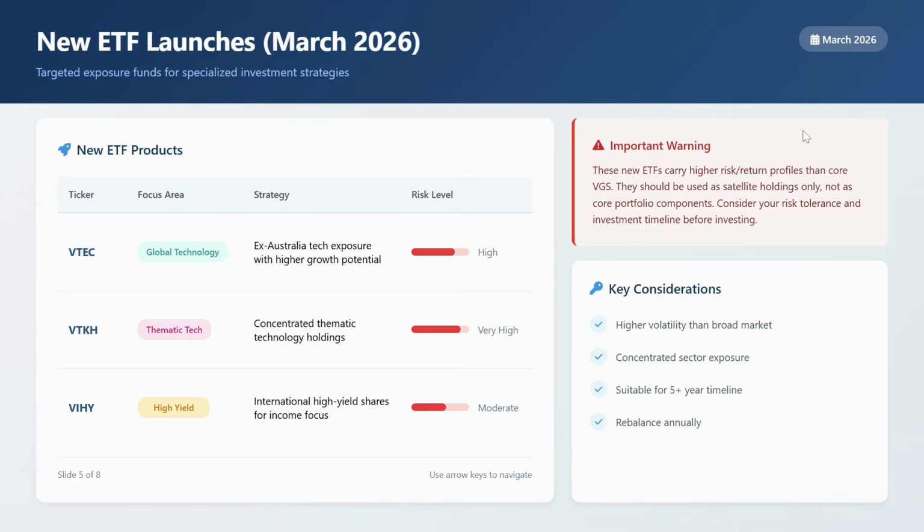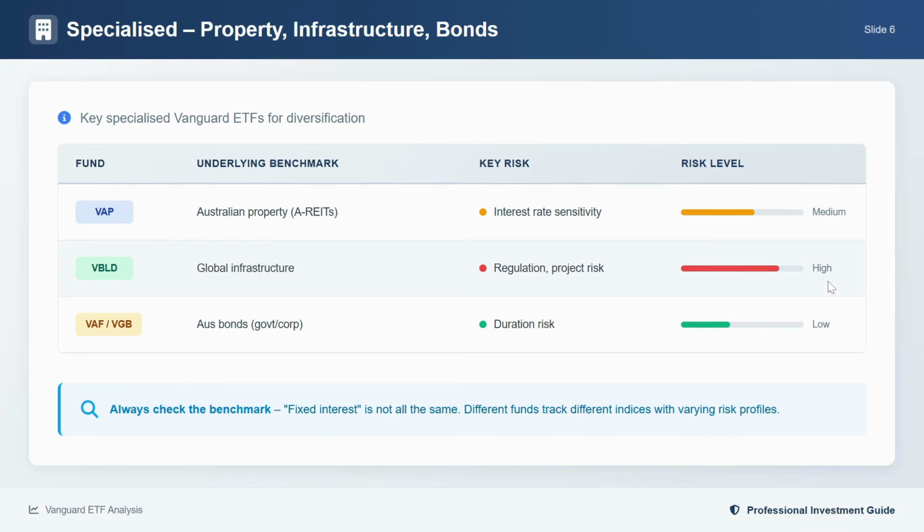Here's the rule. These are satellites, not your core. Don't put more than 10-20% of your portfolio into them unless you really know what you're doing. Property, infrastructure, fixed interest, specialized sectors matter too if you want diversification beyond shares. VAP is Australian property, A-REITs. Its benchmark is the S&P ASX 300 A-REIT index. Key risk, interest rates. When rates rise, property ETFs often fall.